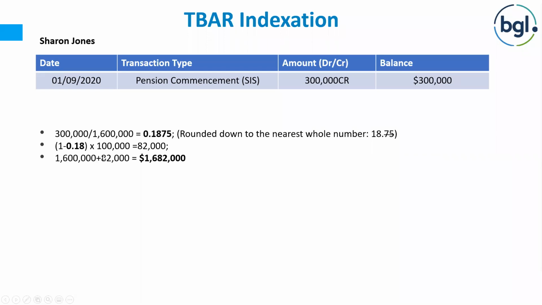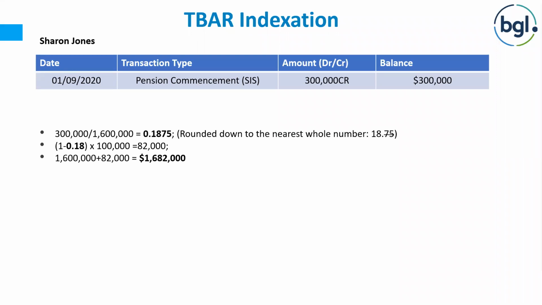Sarah is able to essentially have up to 1.682 million in retirement phase. So she does not get access to the full 100K, but just to 82K of that indexed cap increase.